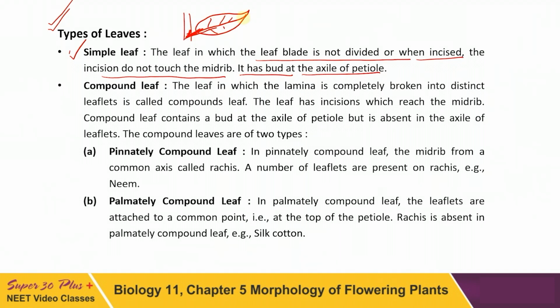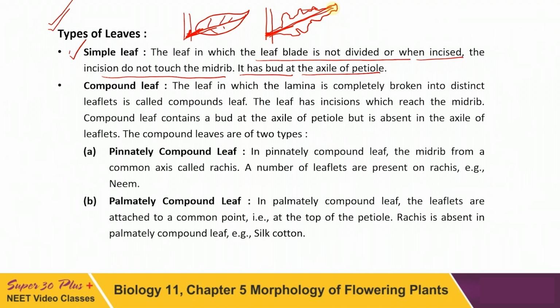The lamina doesn't have any cut, doesn't have any incision, but sometimes, as in the case of the mustard plant, you know that this is the leaf here, and the leaf lamina has incisions like this. It has cuts, it's not entire, but the incisions do not reach the midrib. This is the midrib we have here. Incisions do not reach the midrib.